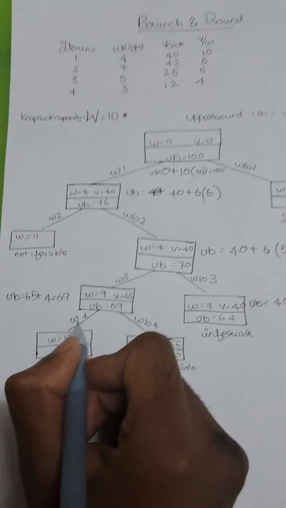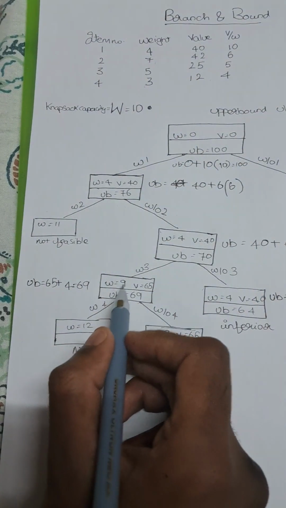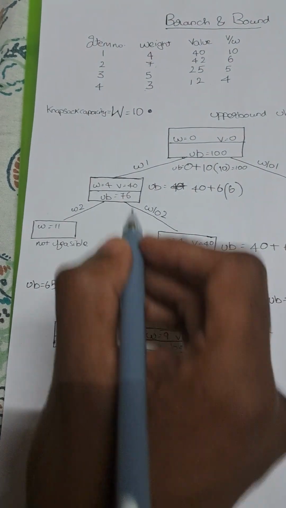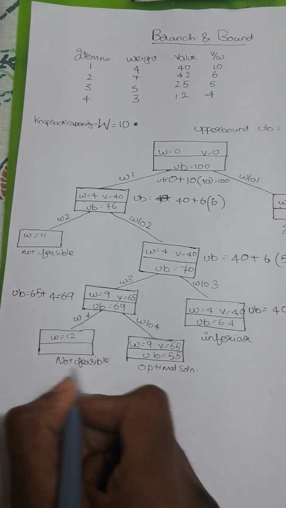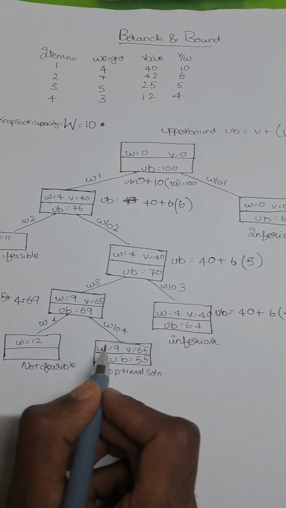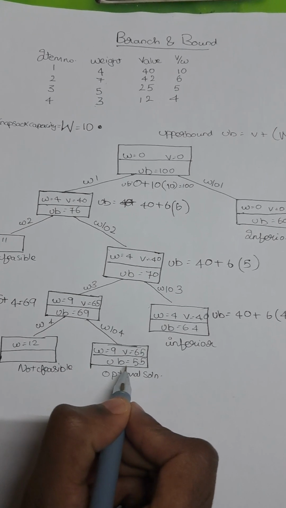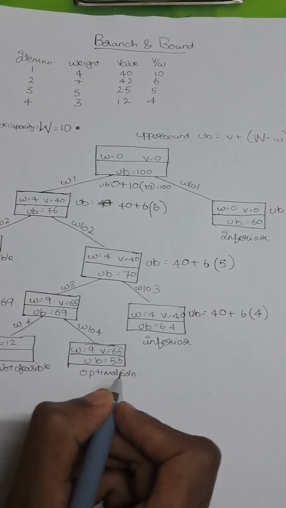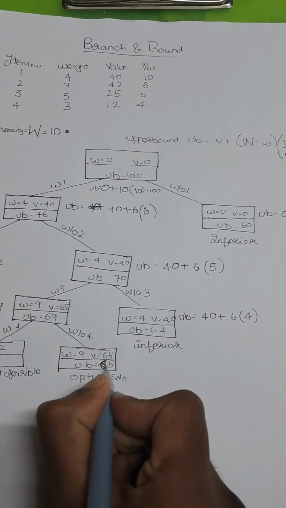So with 4, the weight of item 4 is 3. So 9 plus 3 becomes 12. 12 exceeds the knapsack capacity, which is 10. So this condition is not feasible, we'll ignore it. Then without 4, the weight and value remain the same. Upper bound is 65. This is the optimal solution.